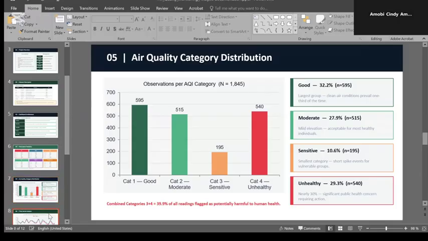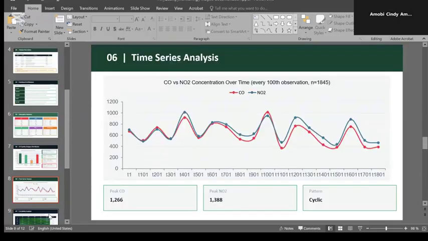On the time series side, the dashboard tracks peaks and cyclic behavior over the full observation window. Peak carbon monoxide hits 1,266 and peak nitrogen dioxide reached 1,388. The overall pattern across pollutants is cyclic rather than random, and it is consistent with recurring daily or weekly emission cycles, which becomes important later when we get to the forecast.